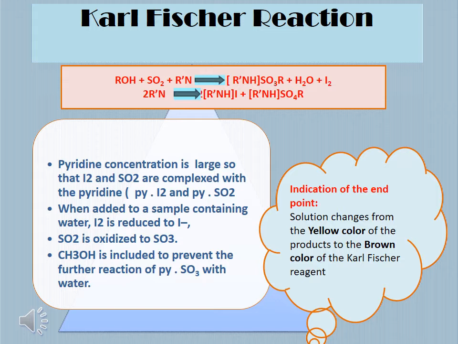So the pyridine concentration is large, so I2 and SO2 are complexed with pyridine, and when added to a sample containing water, I2 is reduced to I- and SO2 is oxidized to SO3. For indication of the endpoint, the solution changes from the yellow color of the product to the brown color of the Karl Fischer reagent.